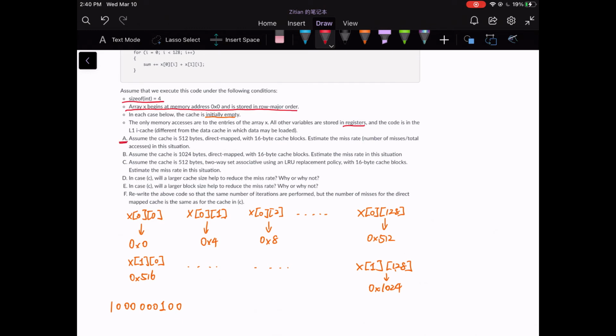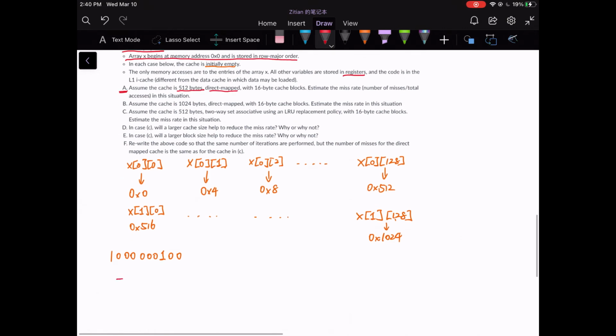Let's just do one question. Assume the cache size is 512 bytes, direct mapped. So that means the cache size is 512 bytes, and associativity equals 1. Direct mapped just basically means E equals 1. And we also know the block size is equal to 16 bytes.